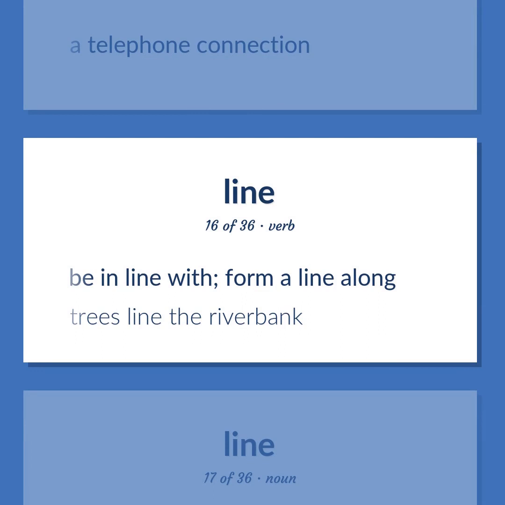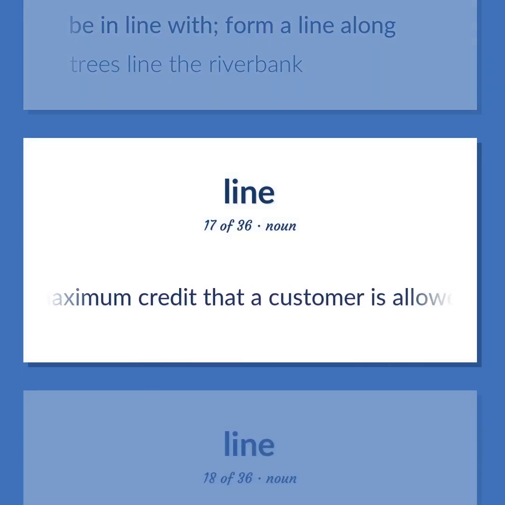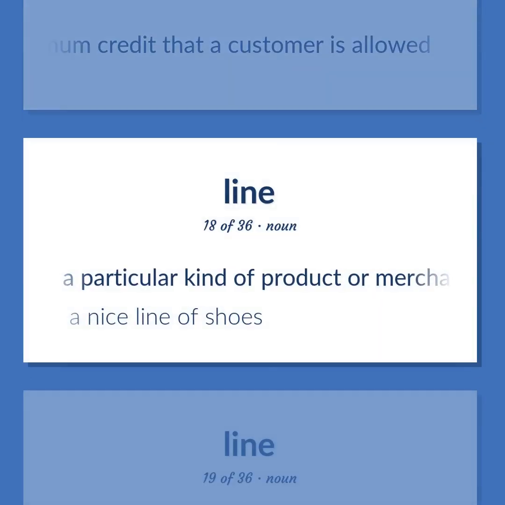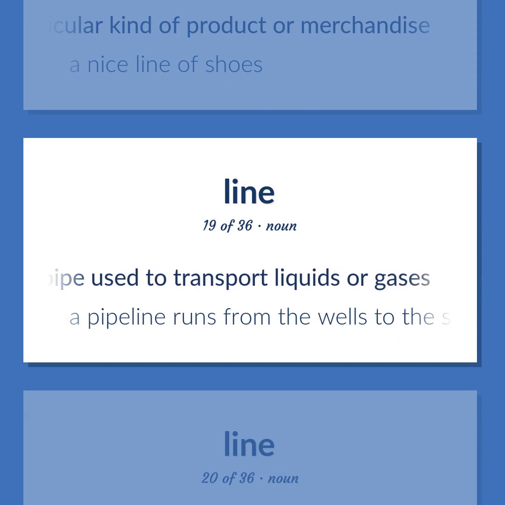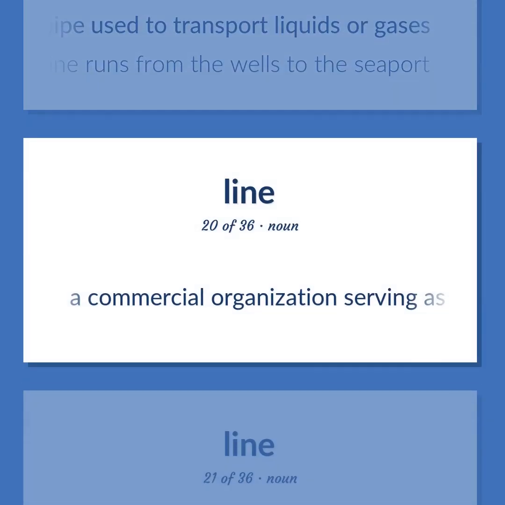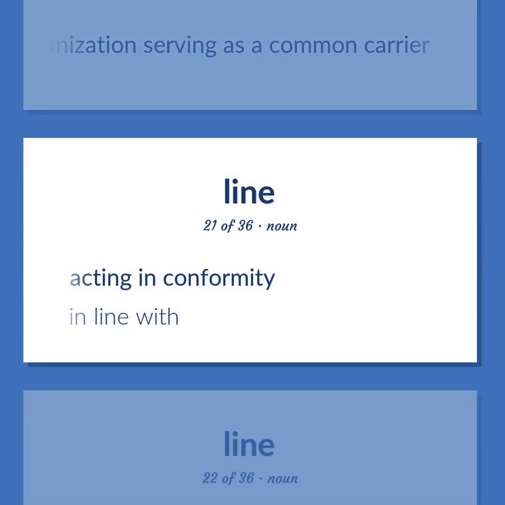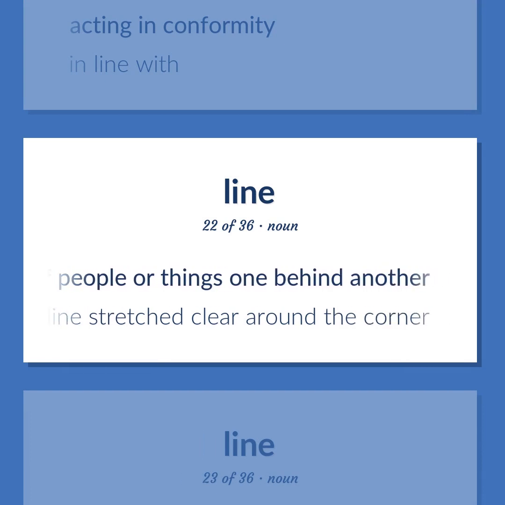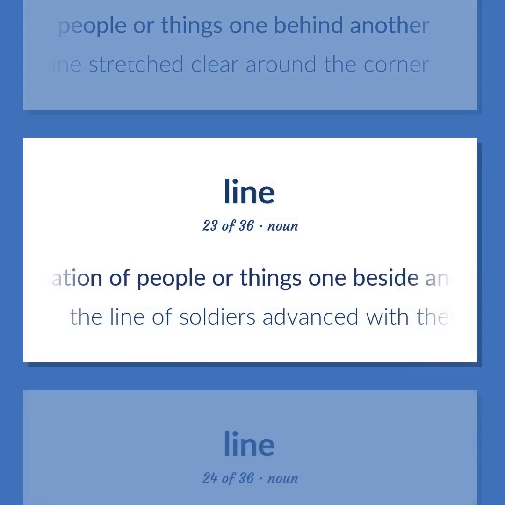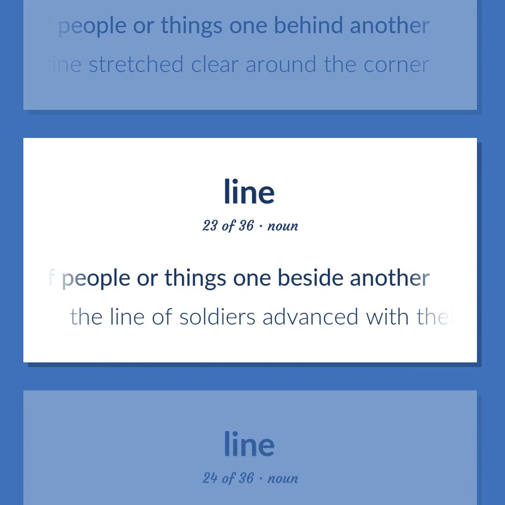Be in line with, form a line along. Trees line the riverbank. The maximum credit that a customer is allowed. A particular kind of product or merchandise. A nice line of shoes. A pipe used to transport liquids or gases. A pipeline runs from the wells to the seaport. A commercial organization serving as a common carrier. Acting in conformity. In line with. A formation of people or things one behind another. The line stretched clear around the corner. A formation of people or things one beside another. The line of soldiers advanced with their bayonets fixed.